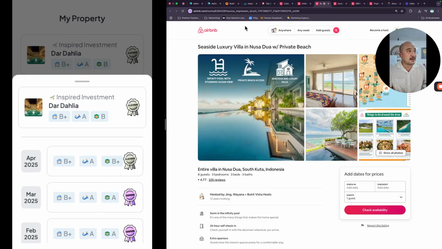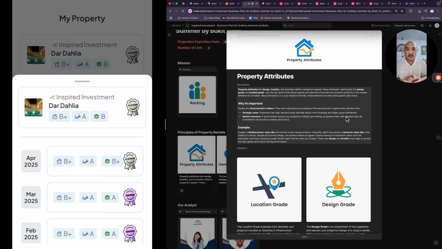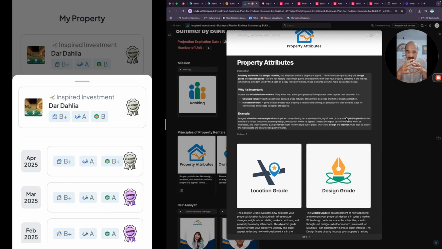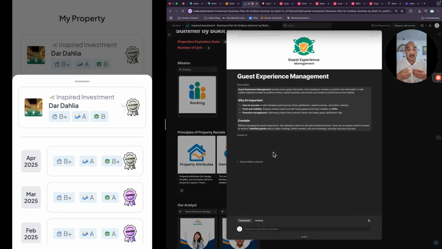Okay. So ranking and rate and reviews all combine together to form this evaluation. So you can now see the Bukit Vista methodology and how we do design, and you can see the Bukit Vista methodology on how we grade location. So these then sum up together to create an understanding of your property attributes.